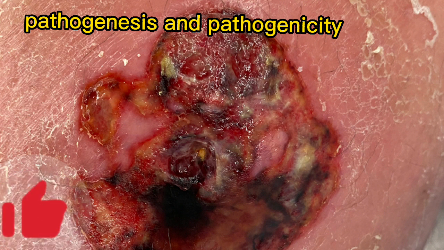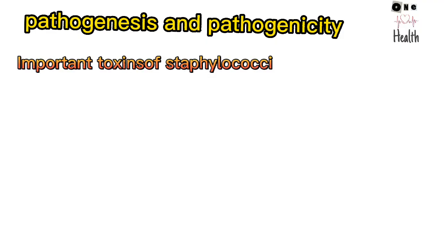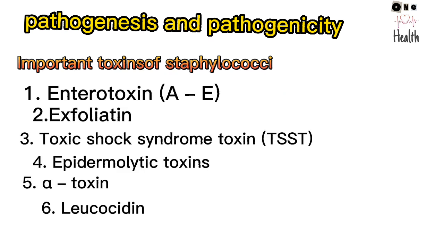Pathogenicity of pathogenic staphylococcus is due to production of plenty of toxins and enzymes. Important toxins of staphylococcus which play an important role in pathogenesis are enterotoxin, exfoliating toxin, toxic shock syndrome toxin, epidermolytic toxin, alpha toxin, and leucocidin. Those toxins produced by staphylococcus have an important role in the pathogenesis of staphylococcus.